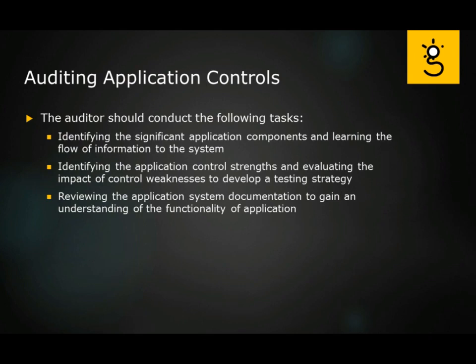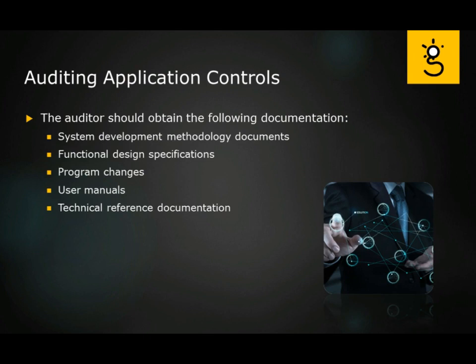You also want to be able to review the application system's documentation so that you have an understanding about the functionality of that application. As a part of the auditing process, the documentation that you should grab are things like the system development methodology documents, whatever functional design specifications they've come up with, any program changes, the user manuals that obviously the end users would go by, and any technical reference documentation.